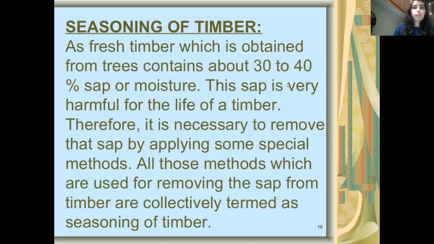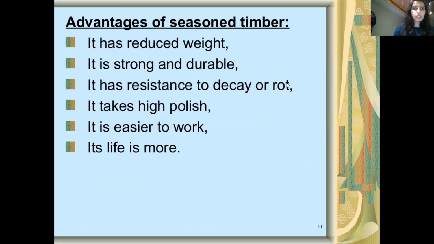Seasoning of timber. Fresh timber which is obtained from trees contains about 30 to 40% moisture. This moisture is very harmful for the life of the timber. Therefore it is necessary to remove this moisture by applying some special methods. All those methods which are used for removing the moisture from timber are collectively termed as seasoning of timber.